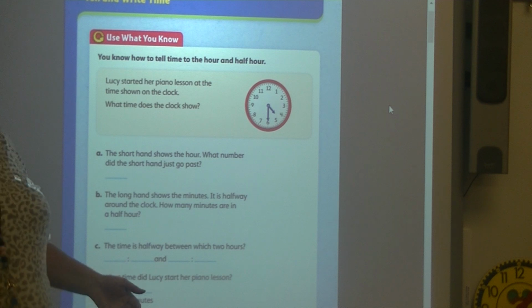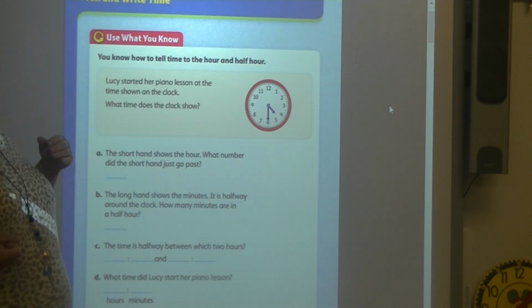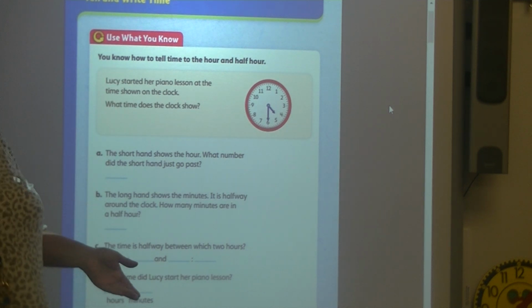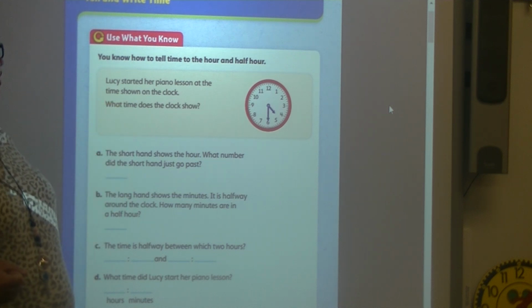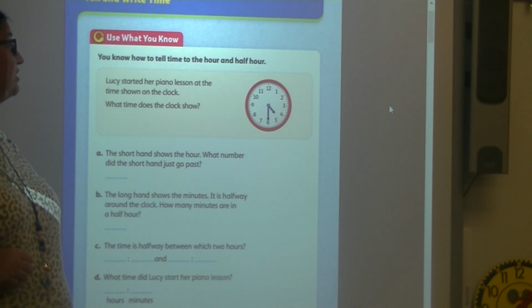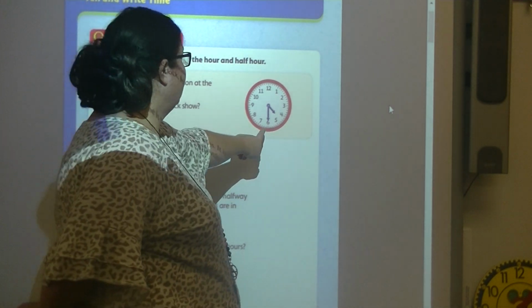All right, so let's look at your front page. It's going to think about what you already know. So it says use what you know. You know how to tell time to the hour and the half hour. It says Lucy started her piano lesson at the time shown on the clock. What time does the clock show? And so look at it carefully.